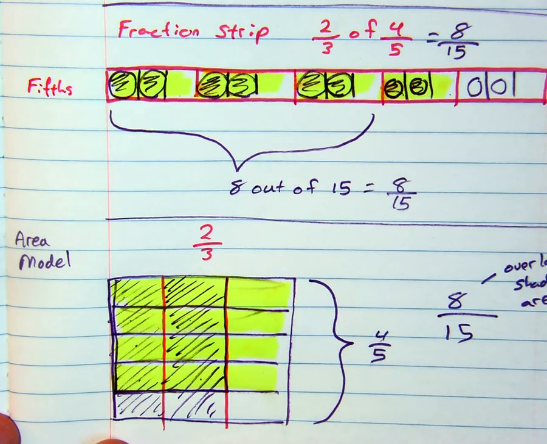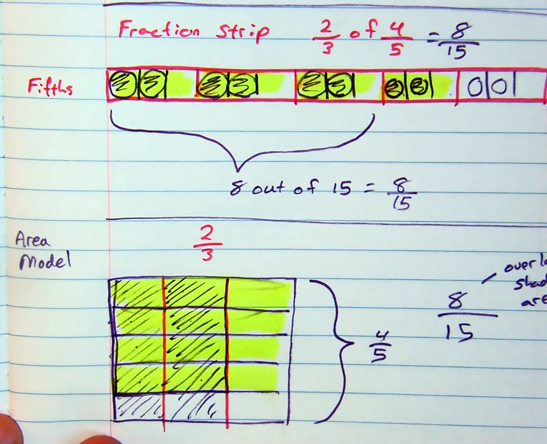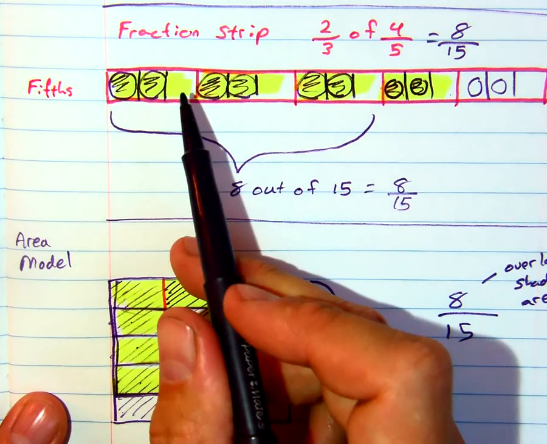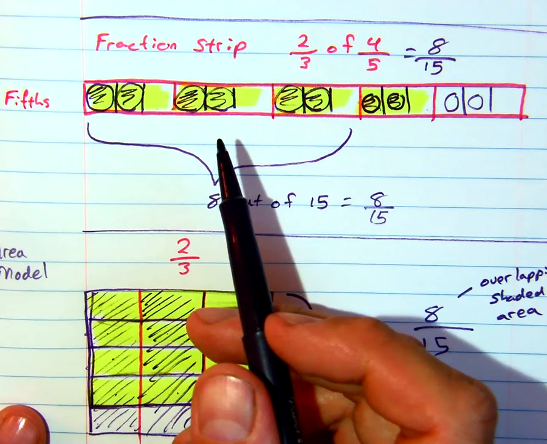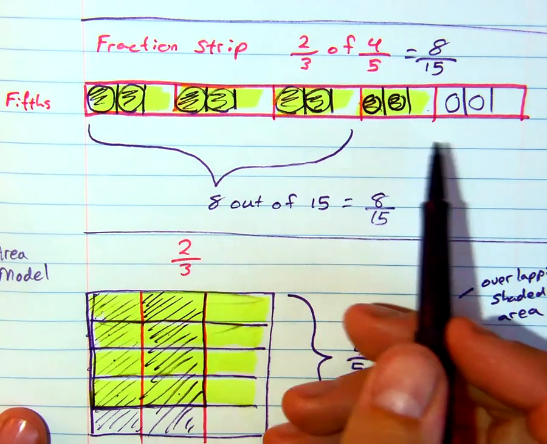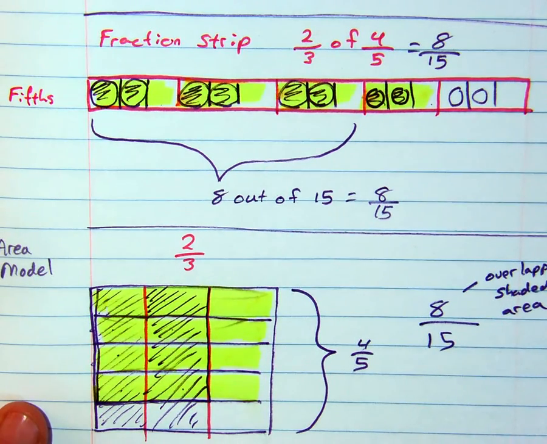This is my favorite visual model because you can actually see it. You can count it pop out. For the fraction strip, it can get a little abstract, but you can still see it. This one will always work for you.